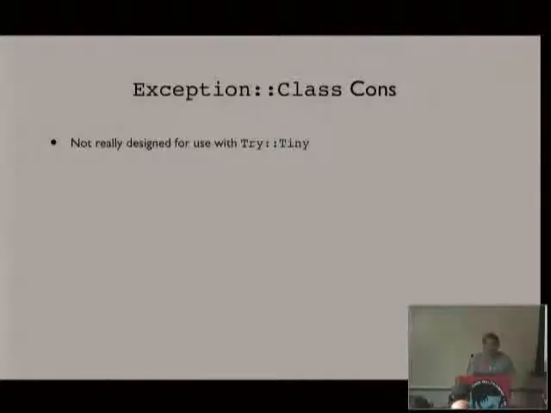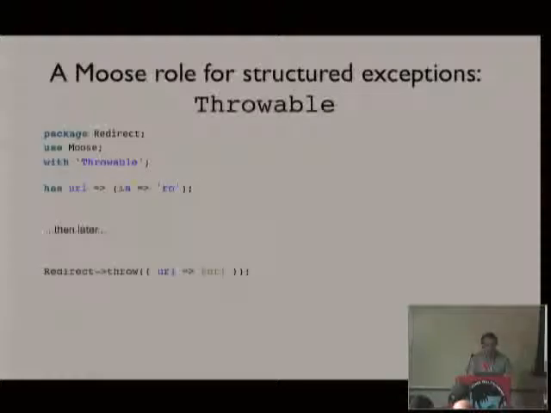It does have some cons. It predates TryTiny, and it doesn't really play nicely with TryTiny. And it's based on CDI, not Moose. And that's not necessarily a problem, but generally speaking, I find at this point, if I'm writing something that's big enough that I want to have an exception hierarchy, I'm probably already using Moose. So it seems kind of silly to use two object-y things.